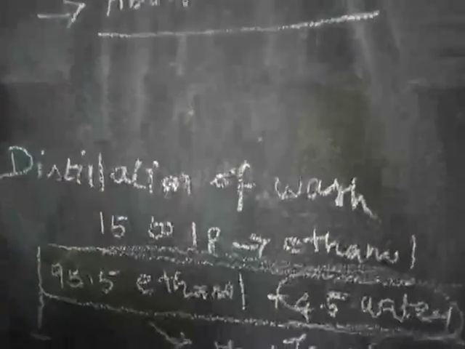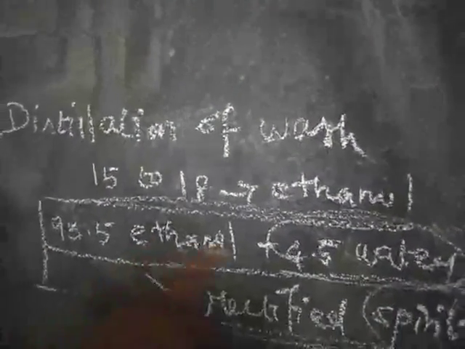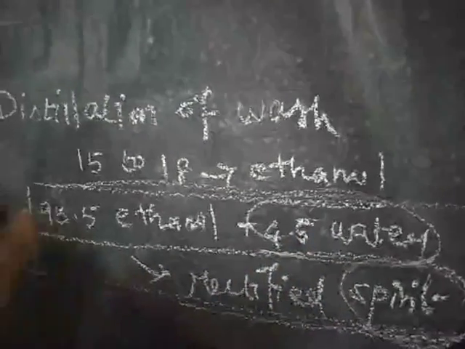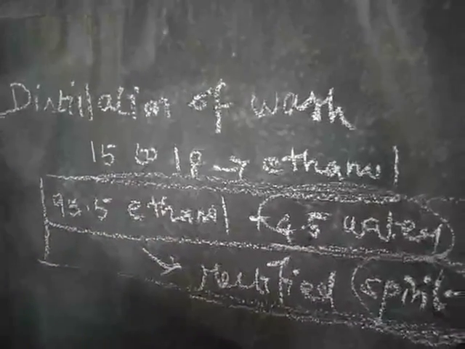What is meant by rectified spirit? 95.5% of ethanol plus 4.5% of water together, that mixture is called rectified spirit.